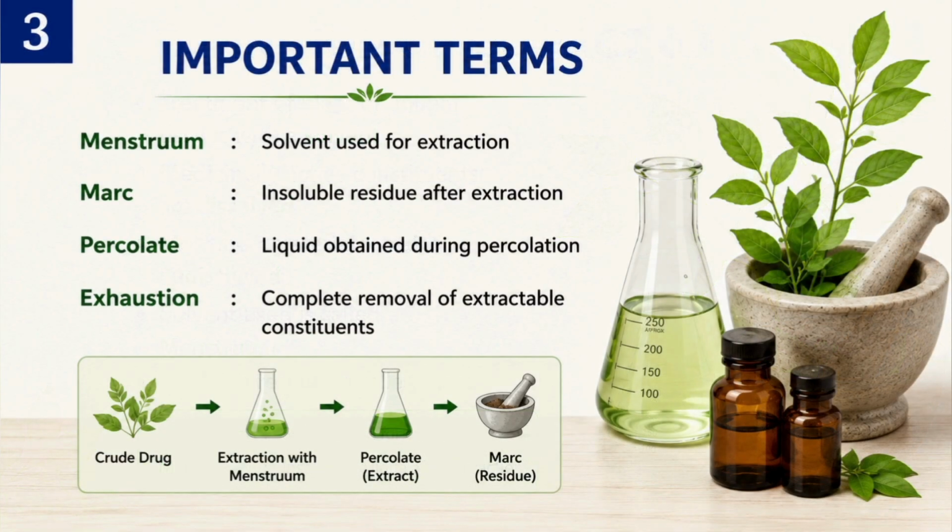Before learning the extraction methods, we must understand 4 important terms. The first one is menstruum. Menstruum is the solvent used for the extraction. For example, water or alcohol may act as a menstruum. The second is marc. Marc is the insoluble residue remaining after the extraction. Think about tea waste remaining after preparing the tea. It is similar to marc.